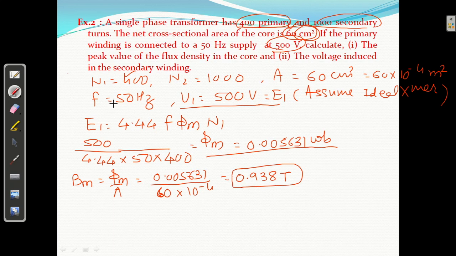Okay. So please, this is the first year basic electrical engineering problem. Okay. So I got this first answer.